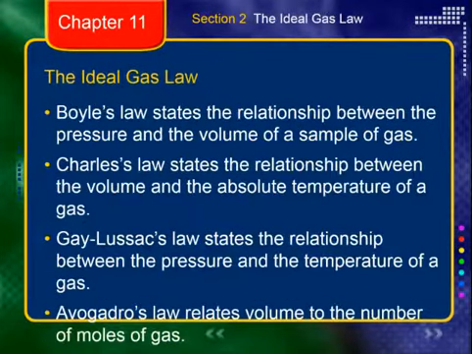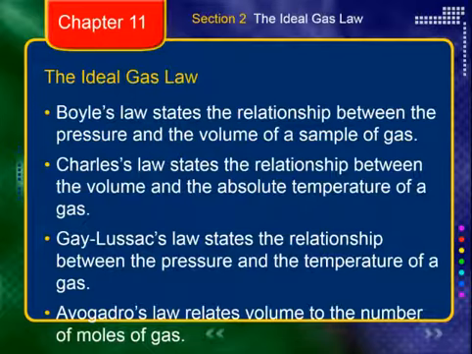Boyle's law states the relationship between the pressure and the volume of a sample gas, right? We know that. It's pressure times volume equals a constant, meaning it's an inverse relationship. Charles' law states the relationship between the volume of a gas and the absolute temperature of a gas, right? We know that we have volume divided by temperature is equal to a constant. So that's a direct relationship.